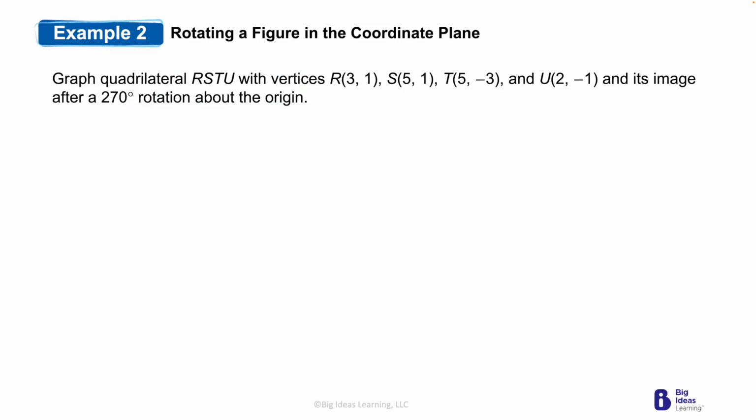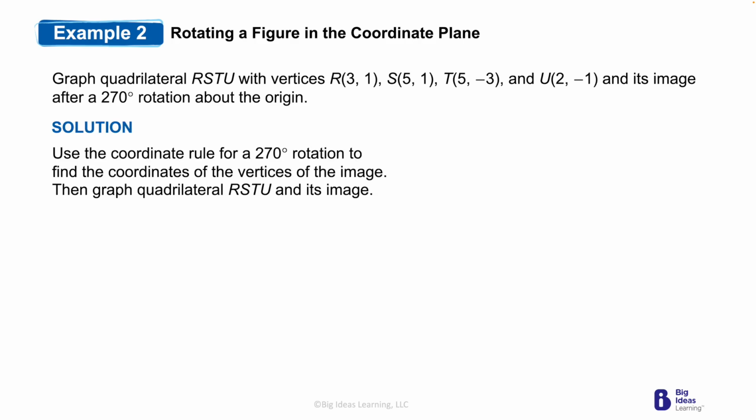So you're going to graph quadrilateral RSTU. Your vertices are R(3, 1), S(5, 1), T(5, negative 3), and U(2, negative 1), and its image after a 270 rotation about the origin. So what you want to do is use your coordinate rule to find the new coordinates. It's just easier to do that first. Remember, for a 270 rotation, the rule is you go from A, B to B, negative A. Or in other words, change the sign of the X and then flip the two numbers.